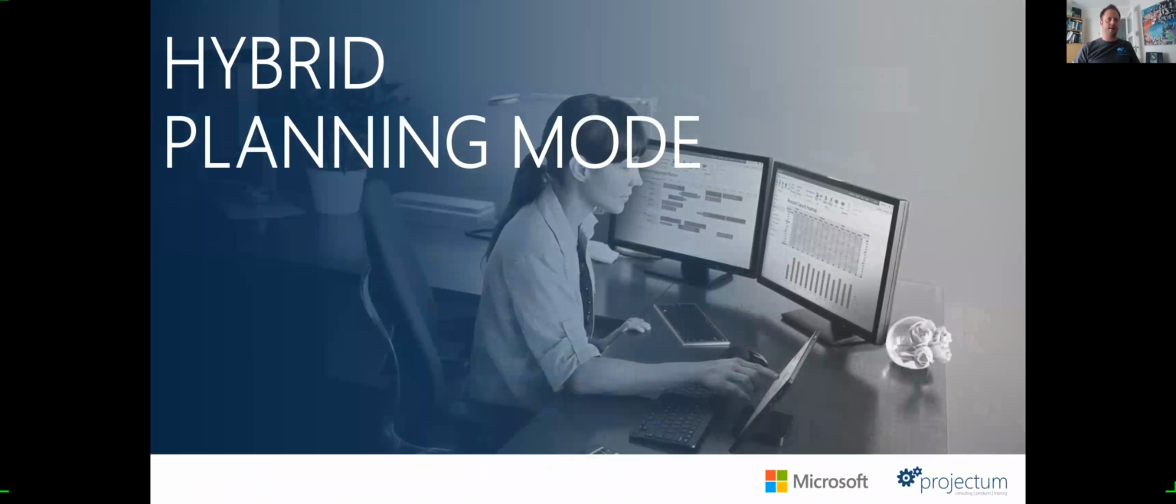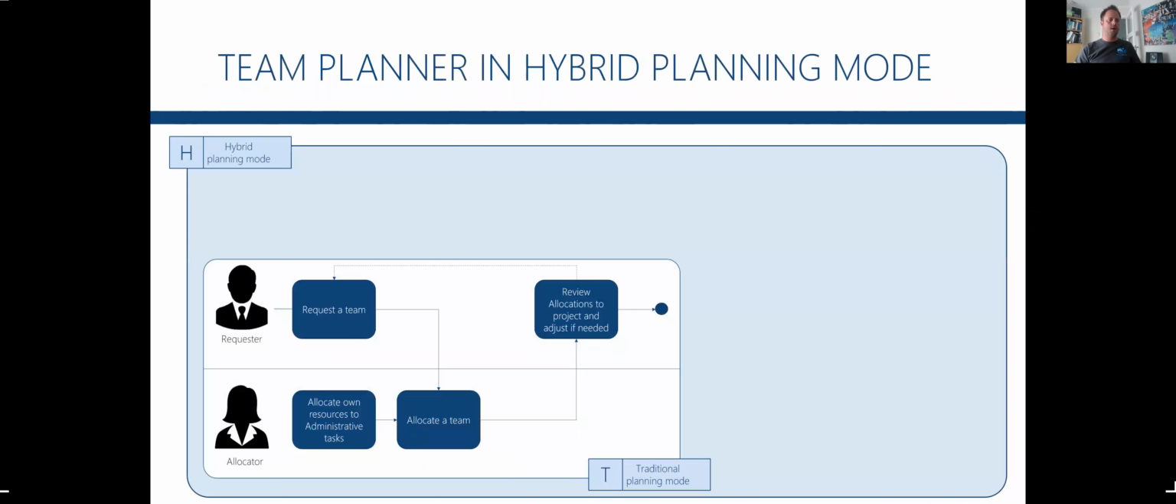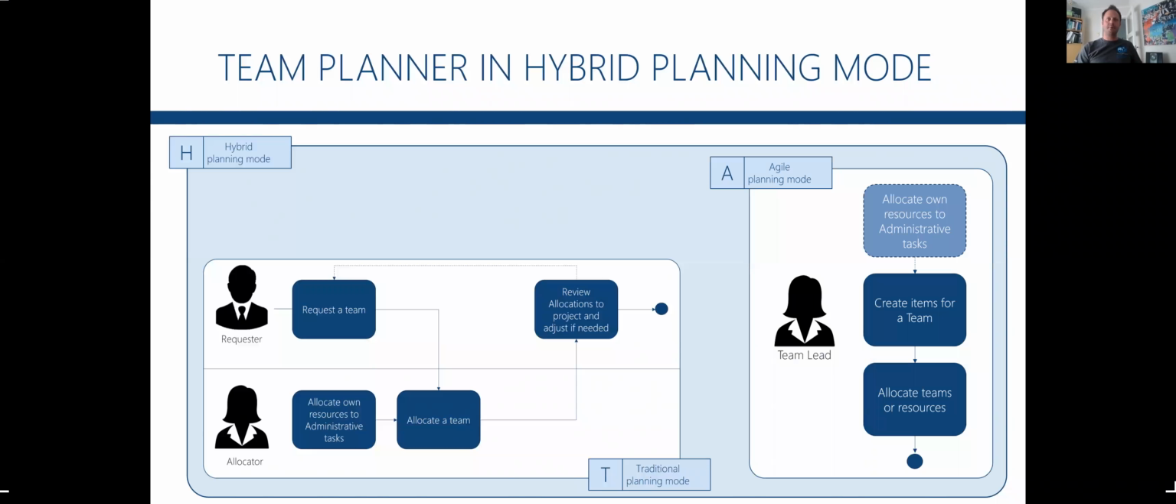Then we have the hybrid planning mode. The hybrid planning mode is a mix of traditional planning mode and the agile planning mode. It is for those organizations that sometimes do allocations to a traditional project, where a project manager requests on a role, and the line manager wants to allocate the named individual based on a role. And then the same project might also request some resources from a team somewhere. And that team is an organized self-controlled team. They're managing all their work by themselves. So there you have a team lead that wants something into a backlog.